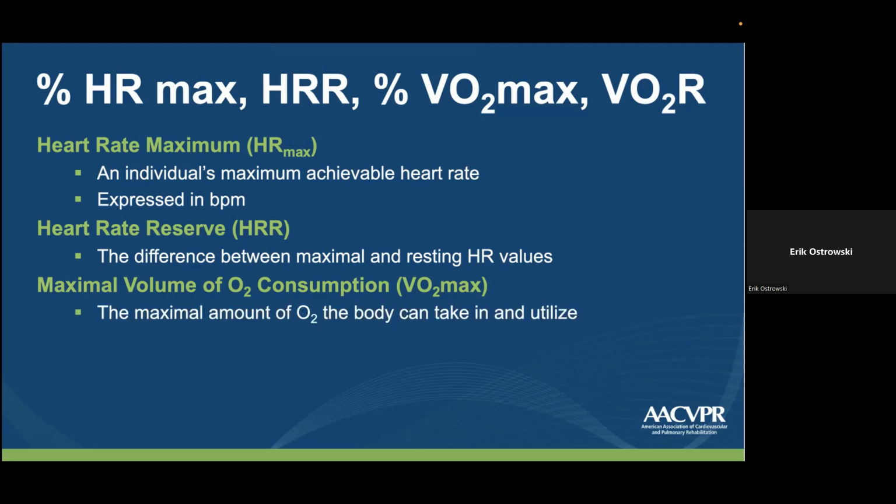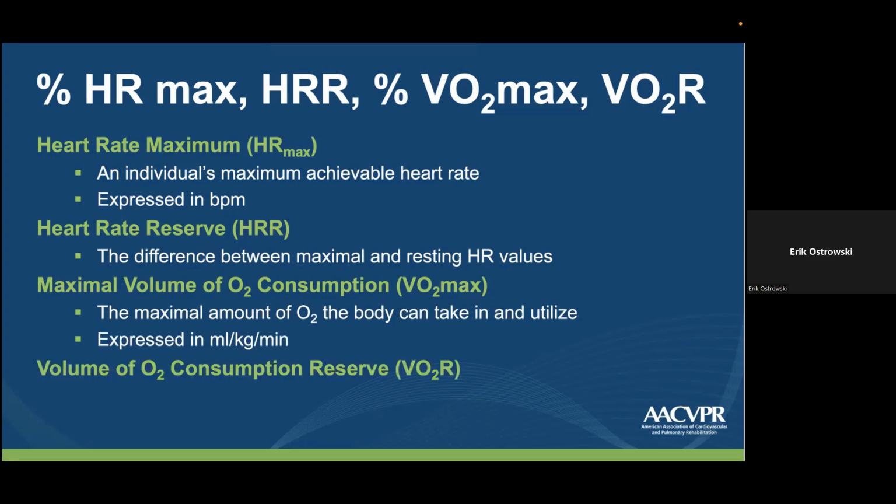So we can look at someone's VO2 max, take a percentage of that, and prescribe exercise. That's typically expressed in milliliters of oxygen per kilogram of body weight per minute. And then we can also do a VO2R. So that's where we take the difference between an individual's maximal achievable VO2 and their resting VO2, and prescribe exercise based on a percentage of that. So these can be very valid and very useful ways to prescribe exercise, but there's just a certain level of care that needs to be used when using these. And you do, I would argue, lose some convenience of using like an RPE or a MET instead.